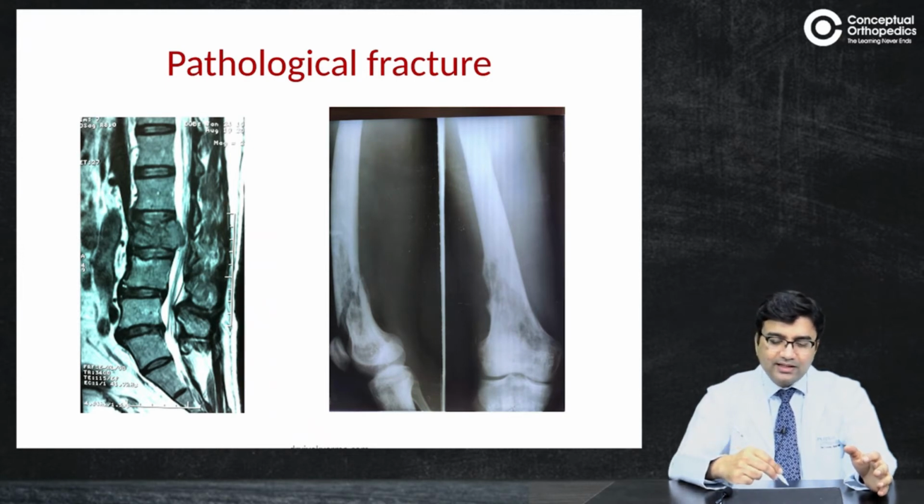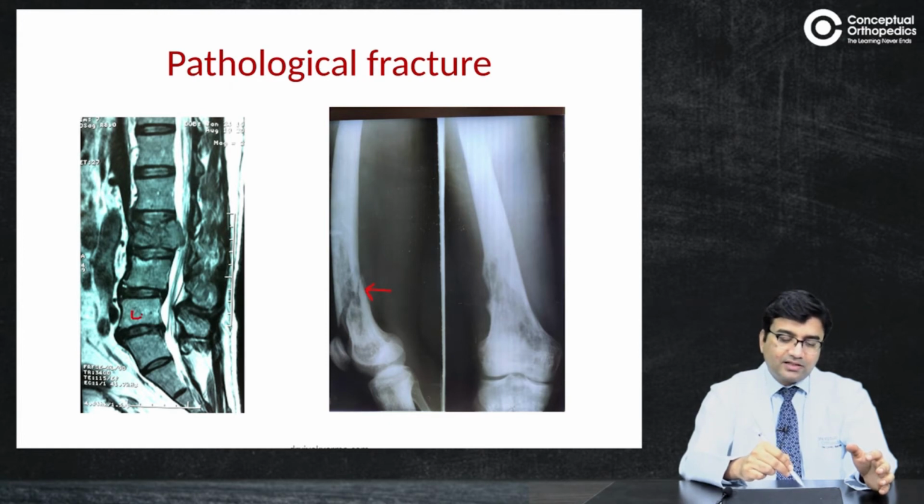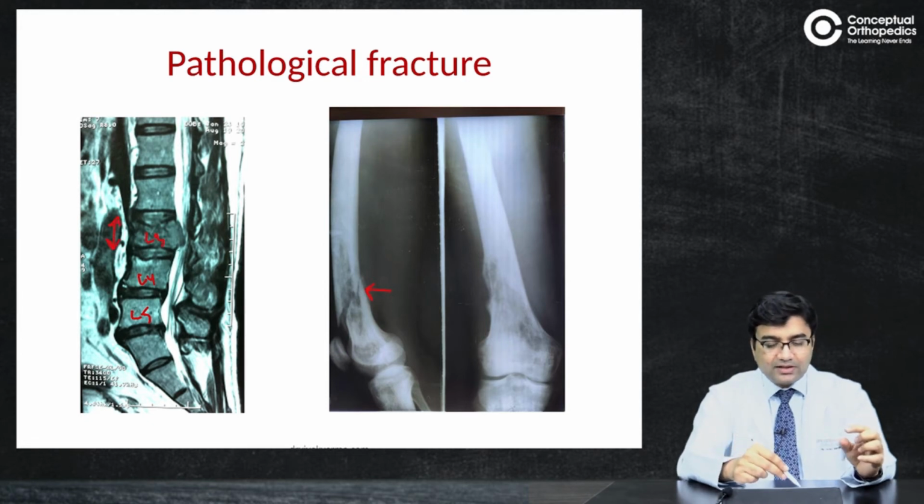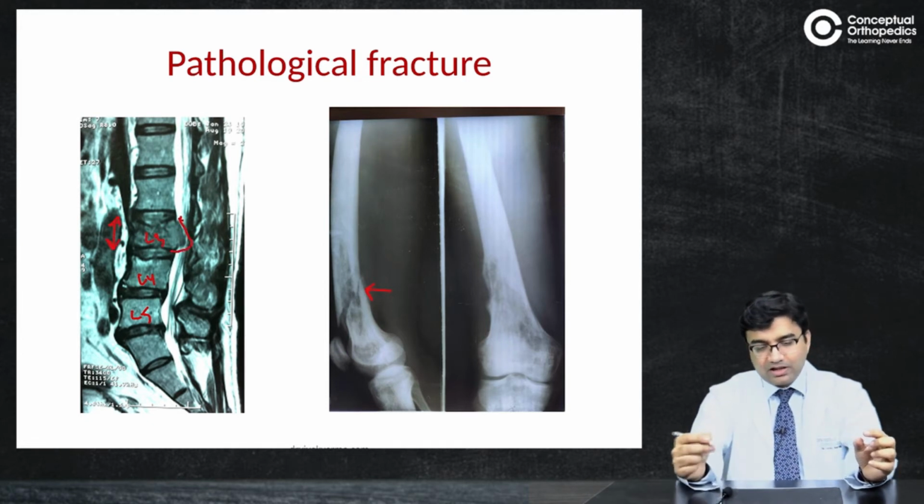Like here you can see, this is our thigh bone, and you see here there is a fracture, and this is our spine, and here you can see that this is our L5, L4 vertebra, this is the L3 vertebra, which is collapsed, and you can see that some pathology is coming out.